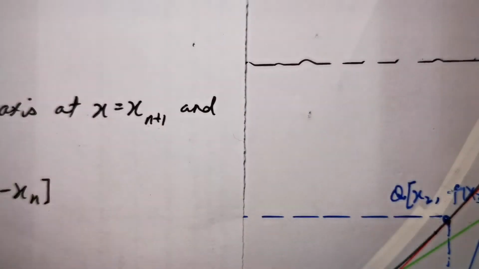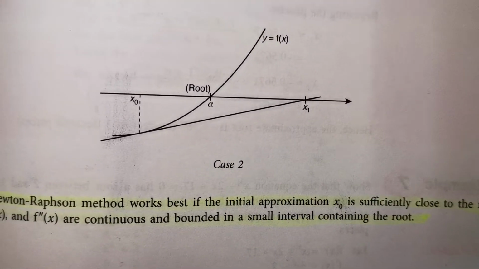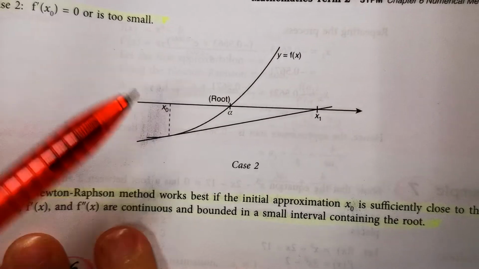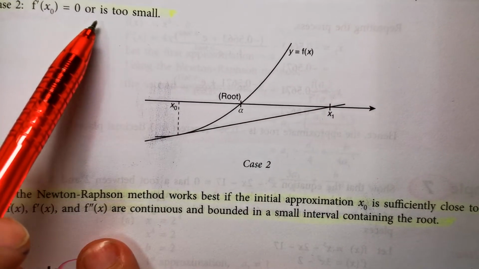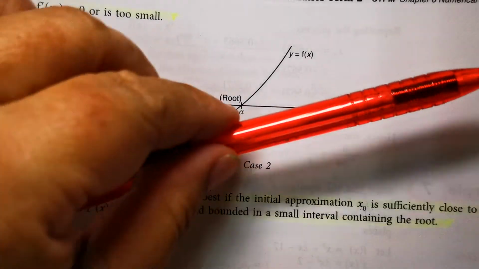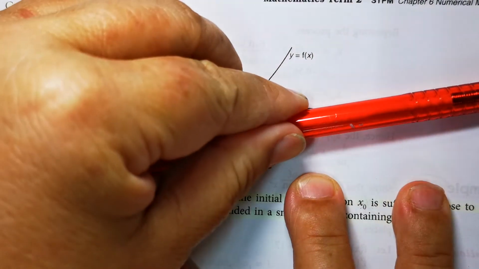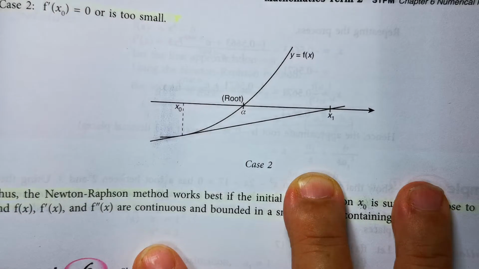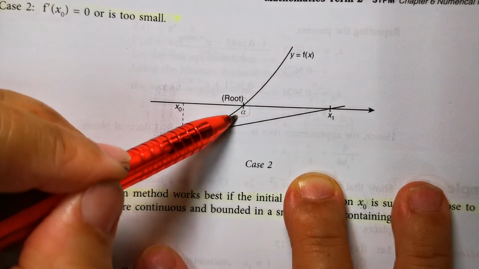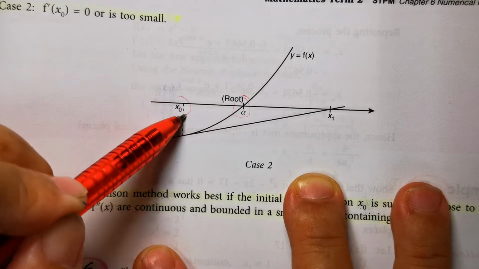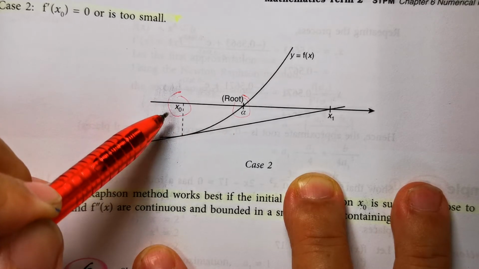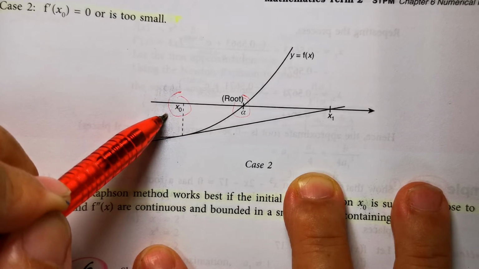And the second criterion is f prime x equal to 0 or too small. The second example, next page. Here, f prime x equals 0 or is too small, which means that the tangent we draw is horizontal, or almost horizontal. Let's say this is the actual root that we want to calculate, and this is the initial approximation of x that we choose.